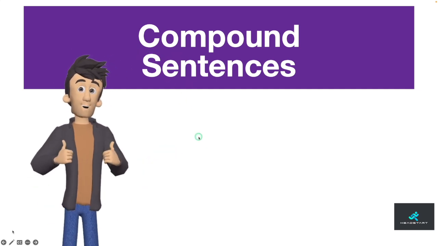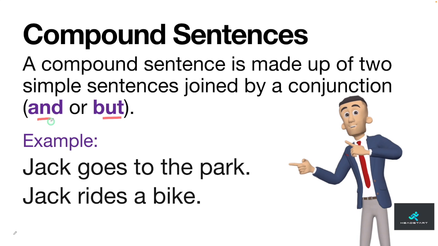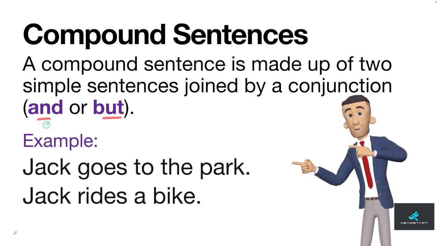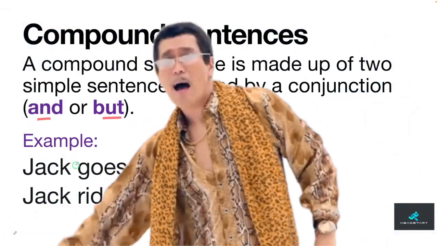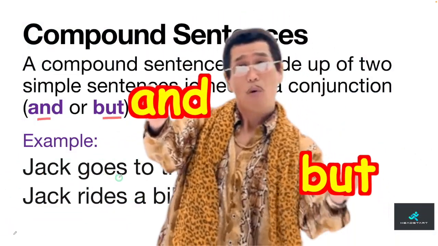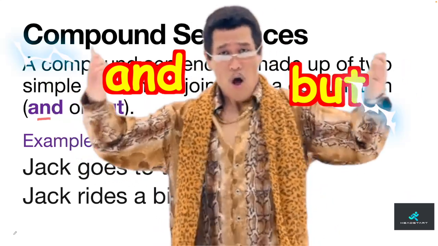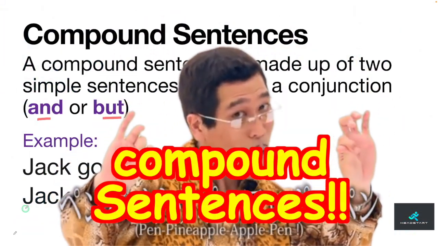Let's go! A compound sentence is made up of two simple sentences joined by a conjunction. Examples of conjunctions are and, or, but. We can use these to make compound sentences.